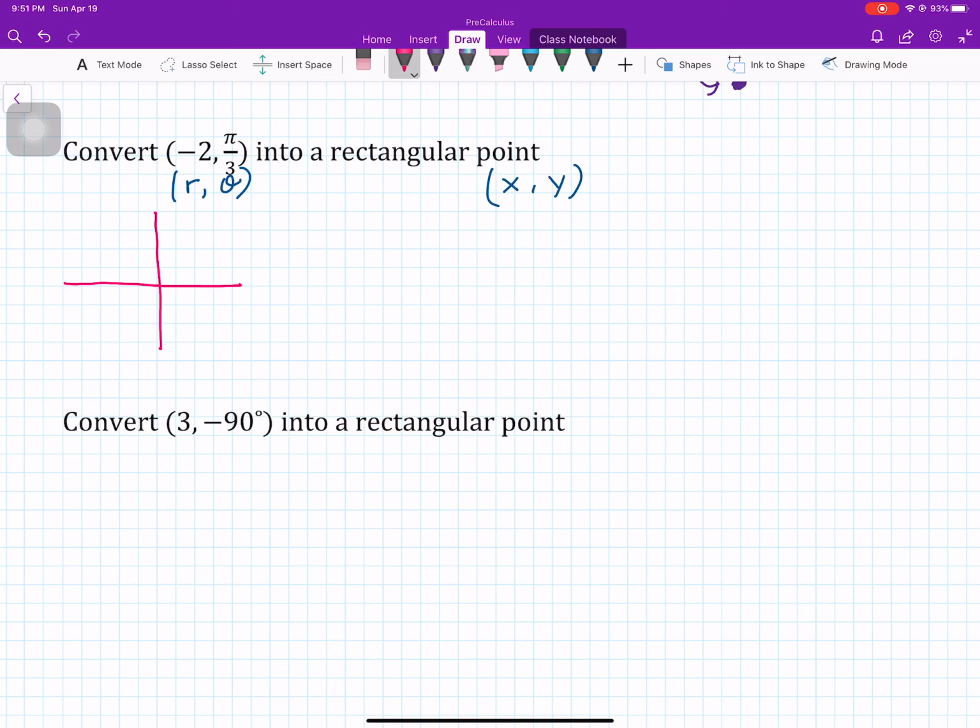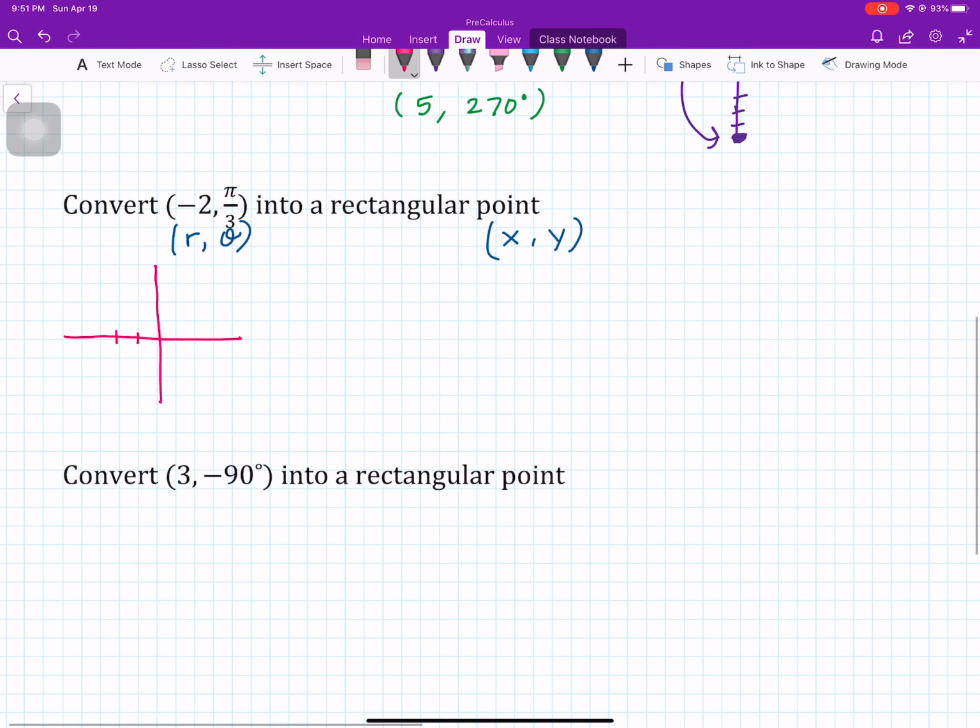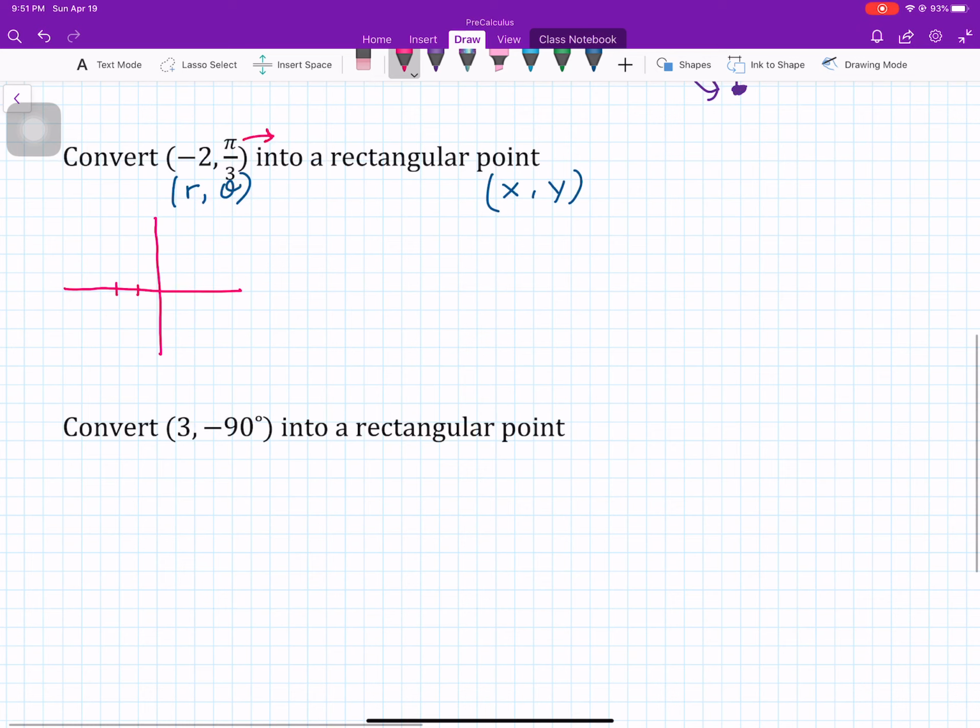So -2, so I'm starting this way, and then I'm rotating pi over 3. And pi over 3, remember, is 60 degrees. So I'm rotating positive, but I'm starting on this negative number. So we're going to say I'm about right here. So I'm on the second circle. My radius of my circle is 2. And the theta here is 60.